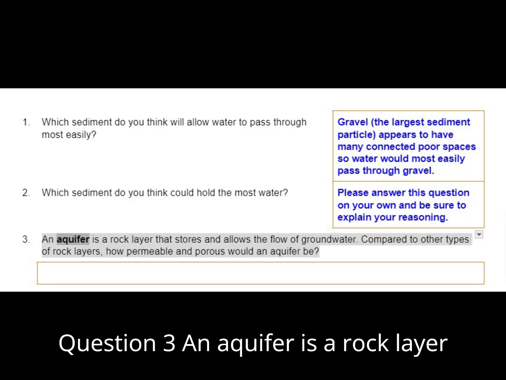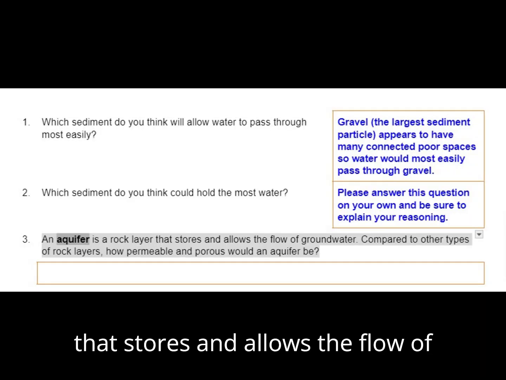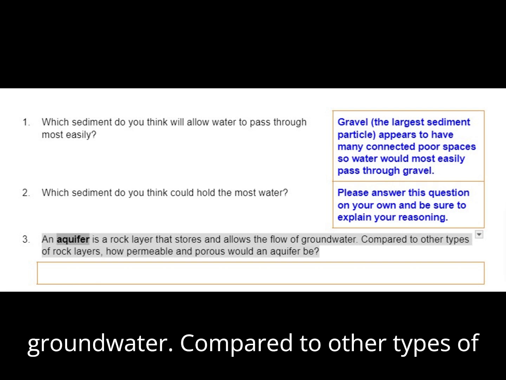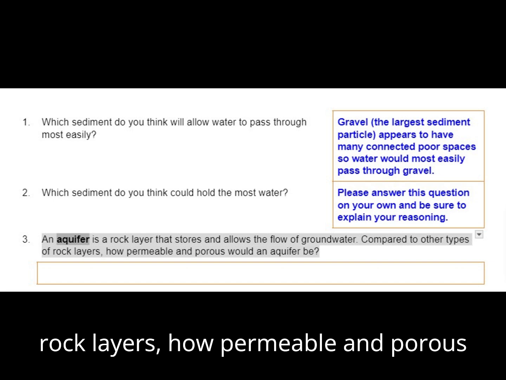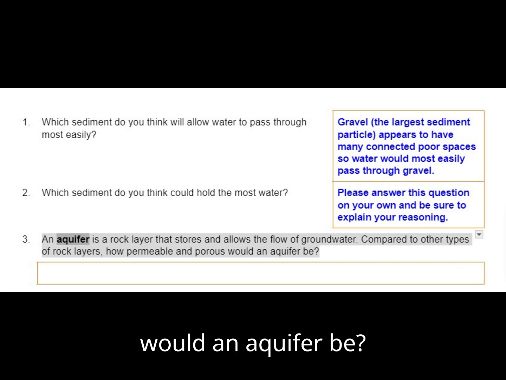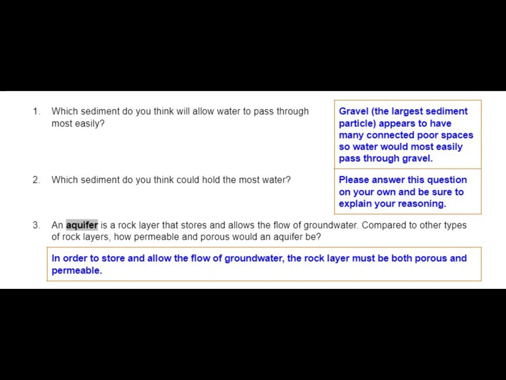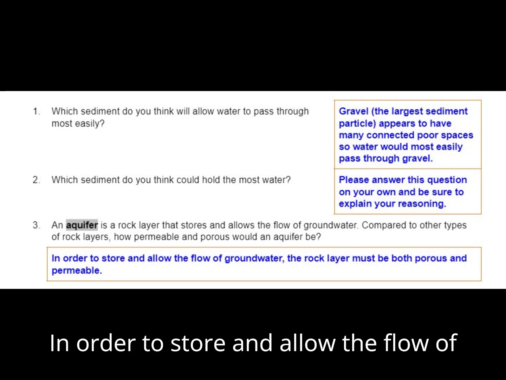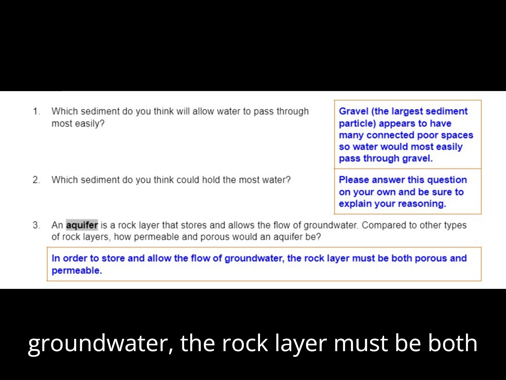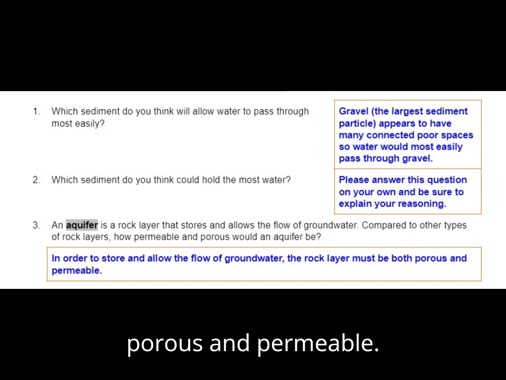Question 3. An aquifer is a rock layer that stores and allows the flow of groundwater. Compared to other types of rock layers, how permeable and porous would an aquifer be? In order to store and allow the flow of groundwater, the rock layer must be both porous and permeable.